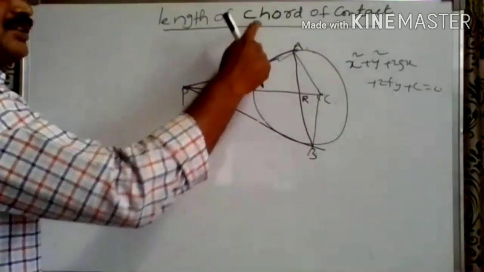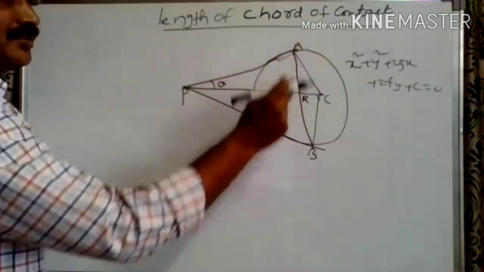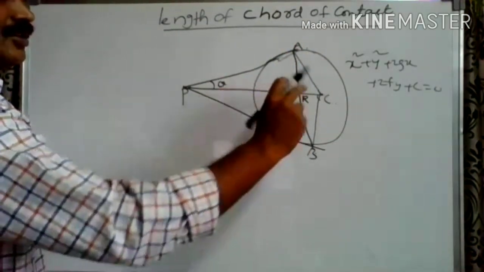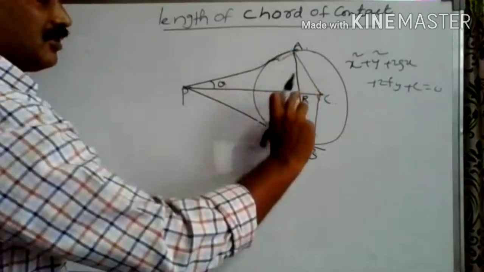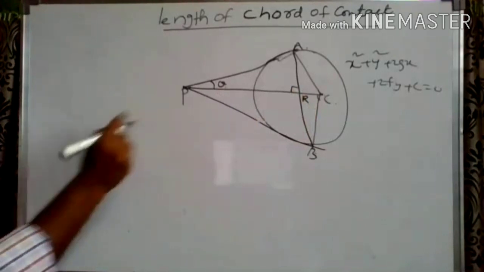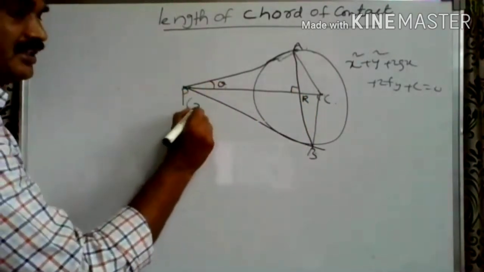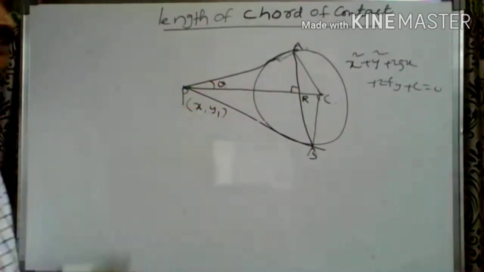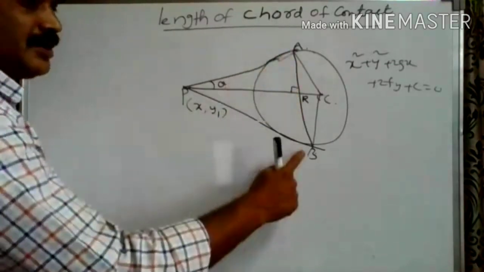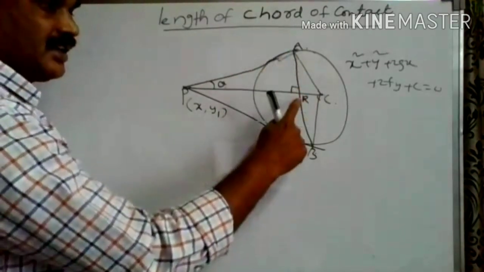Here we calculate the length of the chord of contact, which means AB. Suppose this angle is theta. First calculate AR. Here the angle is 90 degrees. Suppose the external point is x1, y1. Here to calculate AB, first calculate AR.